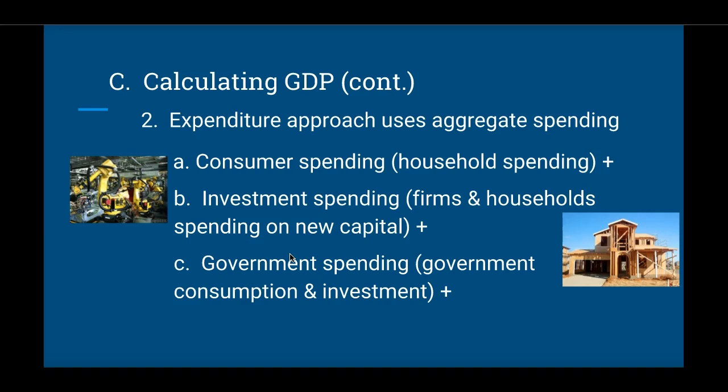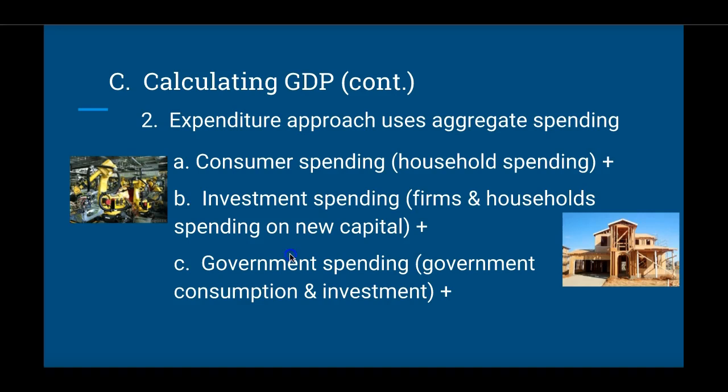Government spending is the third category for the expenditure approach. So government spending is considered the government consumption and investment. Keep in mind that the government consumption, as they provide things to us, they also consume things. For example, it could be providing police departments, they need to buy cars for their police officers, providing MREs, meals ready to eat, to the military, and they also have investments themselves.